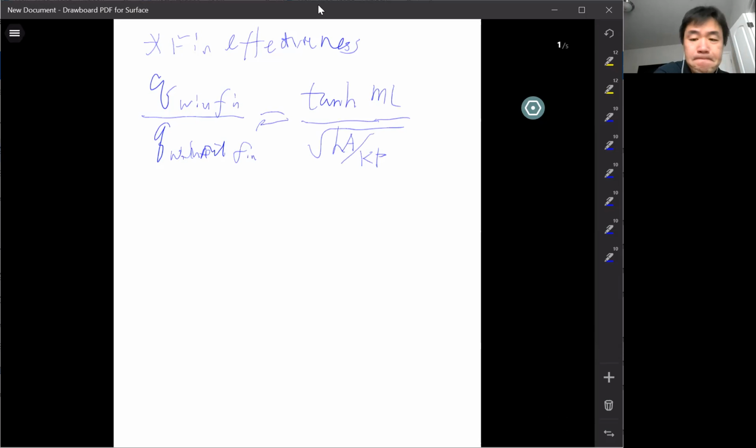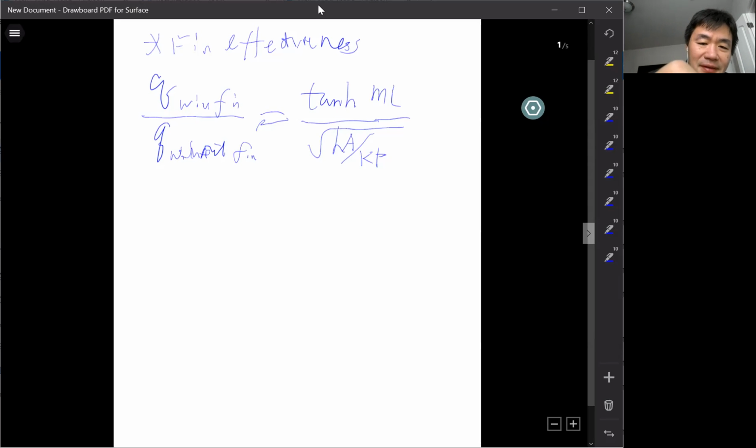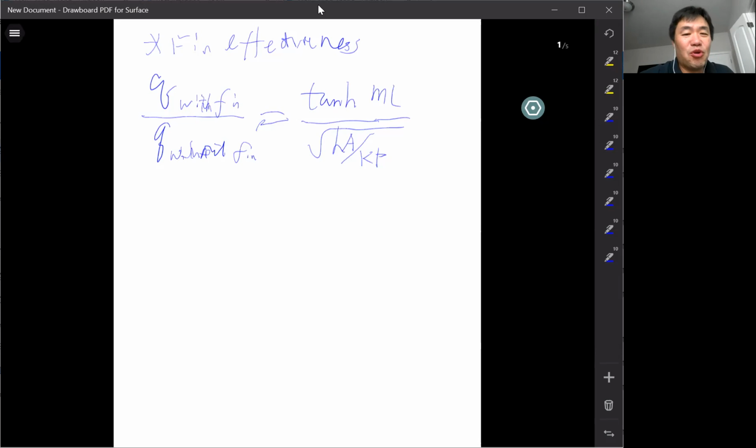And effectiveness. Do you still remember what the definition of the efficiency was? What's the difference here? This is comparing with fin and without fin, right? With fin and without fin. That's straightforward. If with fin has more heat transfer than without fin, that's the effectiveness. We get more heat transfer with the fin. That's good.